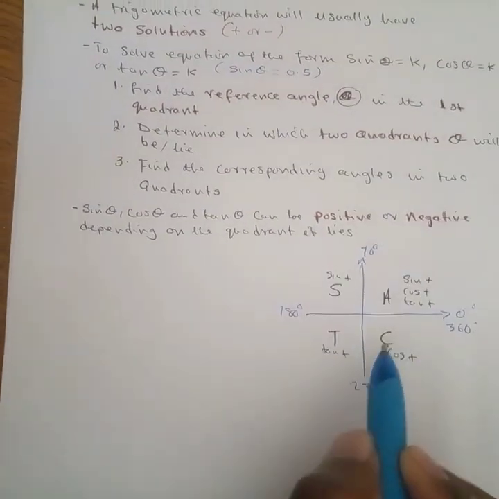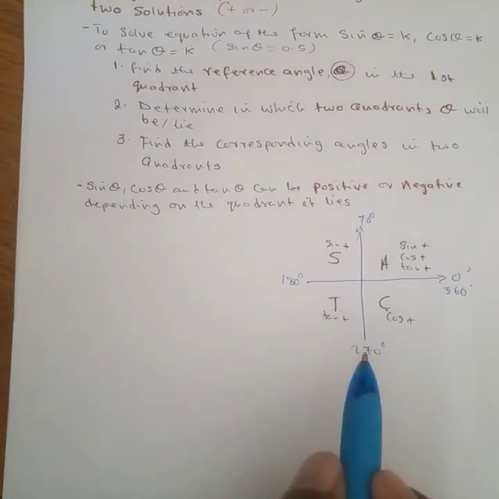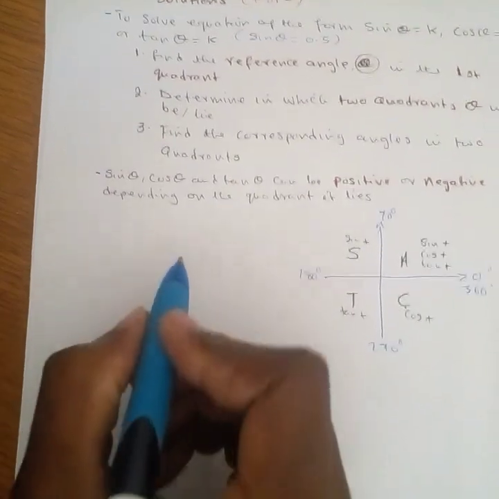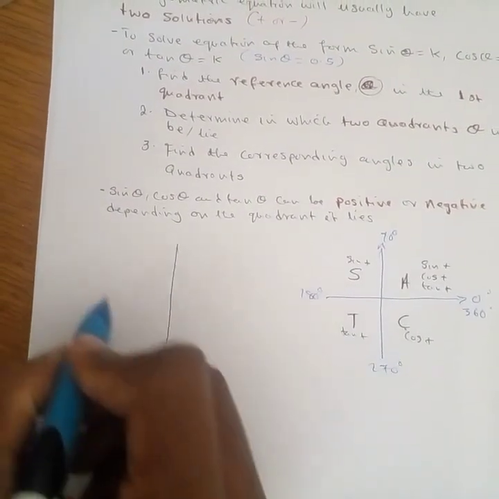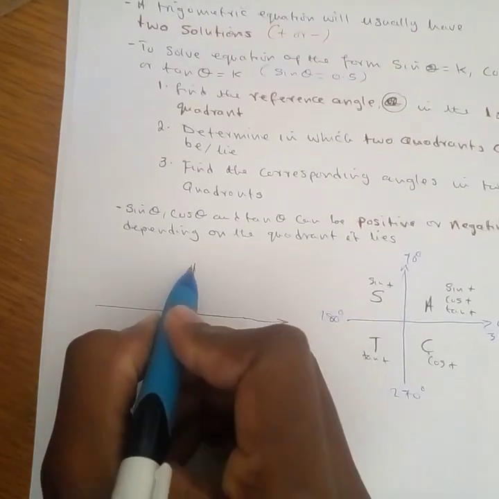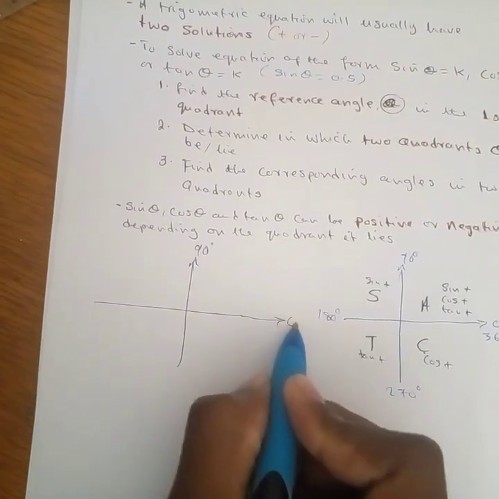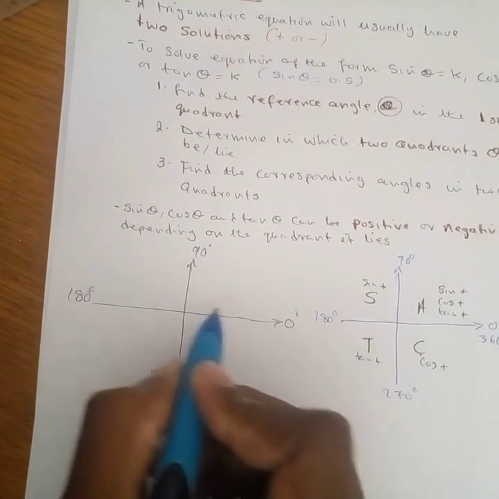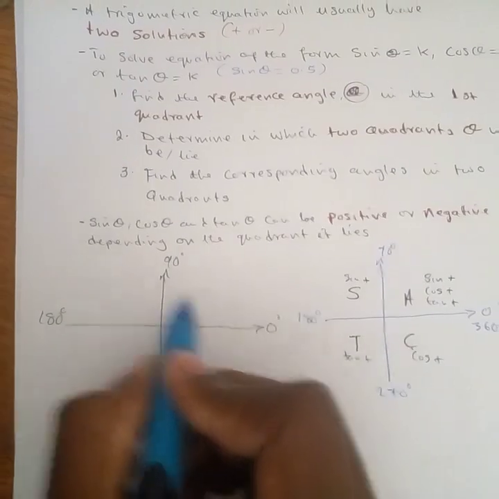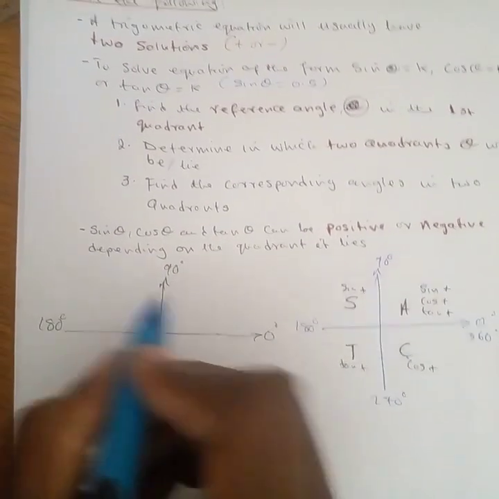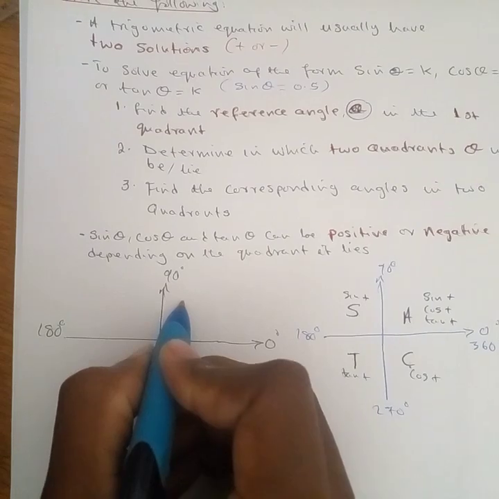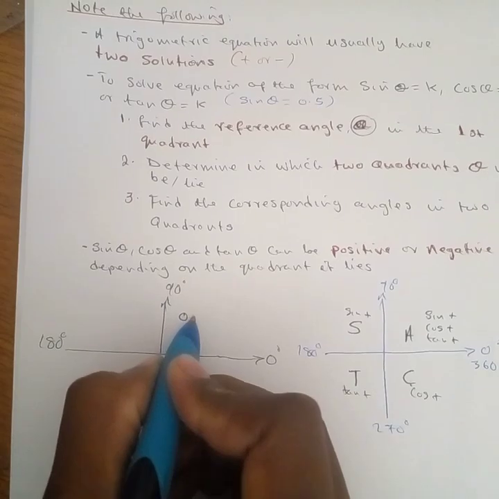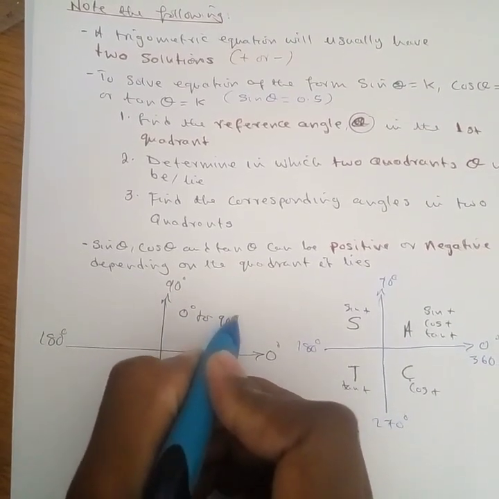If we use the CAST diagram, we should be able to answer any kind of question that comes our way. We should also remember the range that we have been given. Let me draw this shape again to remind you: 0 degrees, 180 degrees, and 270 degrees. In the first quadrant, the period is always 0 to 90 degrees.